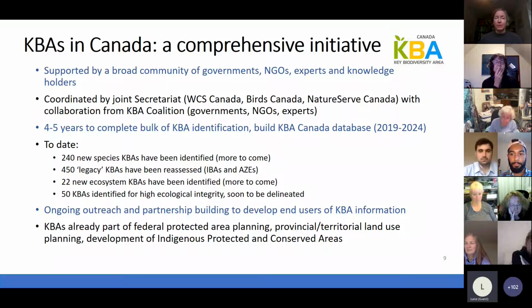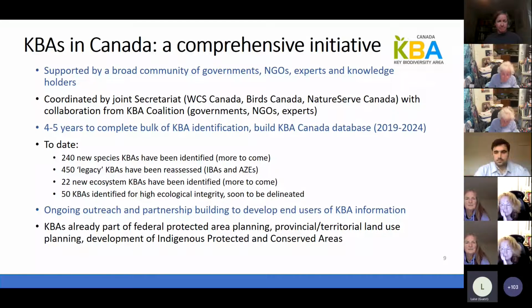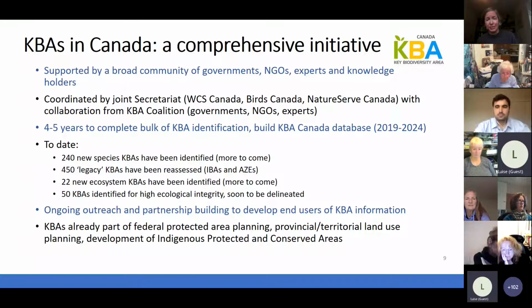There'll be several hundred. There's about 450, I don't think we would call them legacy KBAs, but they're the base of KBAs that are mostly important bird areas now being reassessed as KBAs. We have 22 new ecosystem KBAs in the prairies, more to come, and Lucy will mention those. And there are 50 new KBAs likely to be identified for Criterion C in the north, those high ecological integrity sites, including some in BC as well. We're already being included in federal, provincial and territorial land use planning and the development of some IPCAs, and we hope to continue to build those partnerships and make sure decision makers know that this work and this data will be publicly available to everyone. Next.